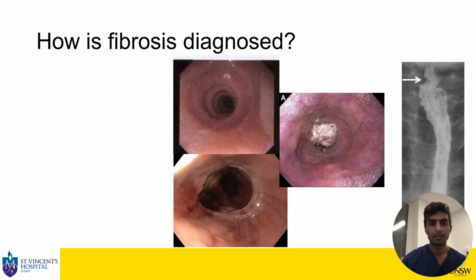So there's different means of diagnosing fibrosis. The primary means is by endoscopy, and when we do an endoscopy we might see a narrow segment, sometimes so narrow that we can't even get the endoscope through.